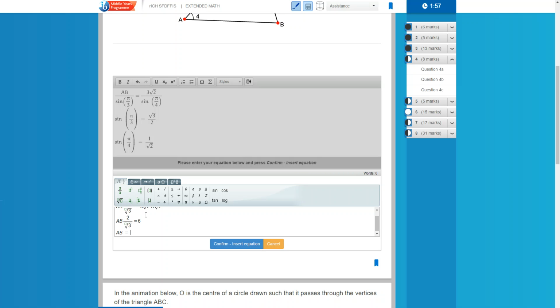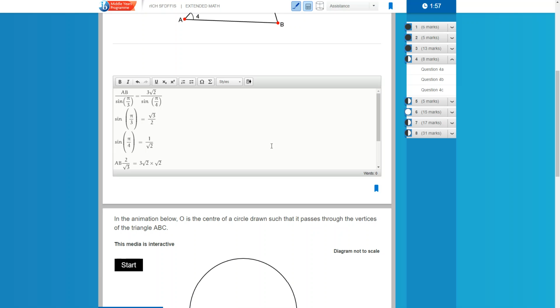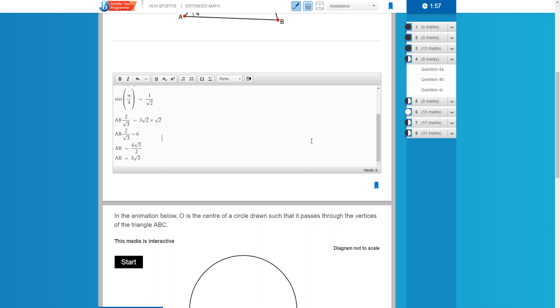What do I have to do? Bring the root 3 up, yes? So it's going to be 6 root 3 divided by 2. And that simplifies to 3 root 3. It should all be there.